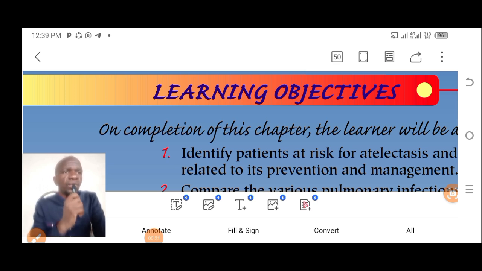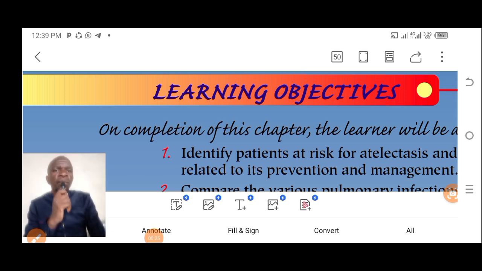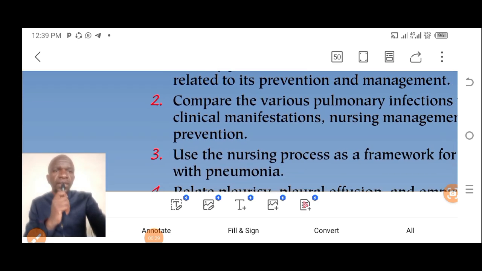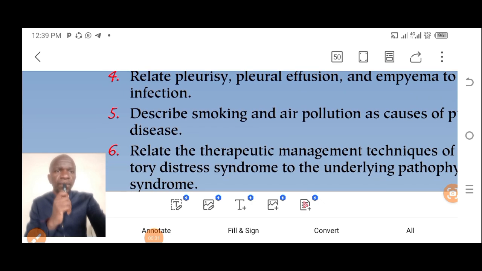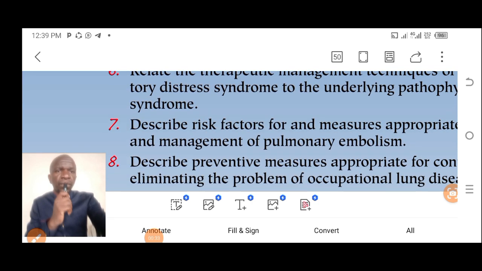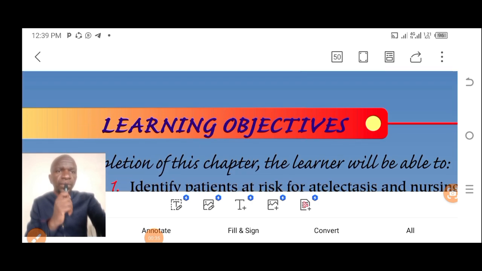And the book that we are using, we should start by acknowledging the book that we are using. We are using Brunner and Suddarth.